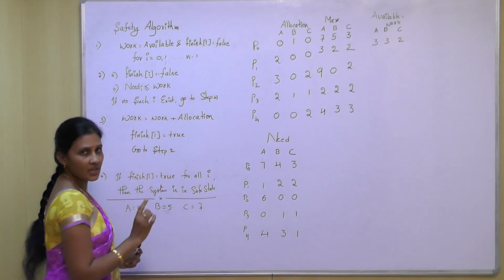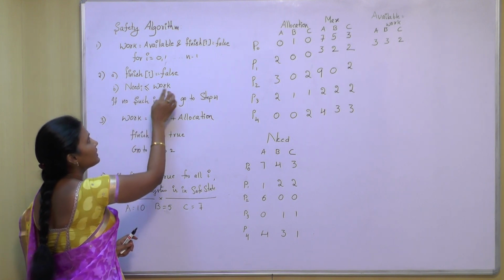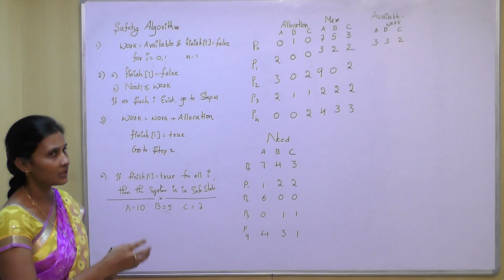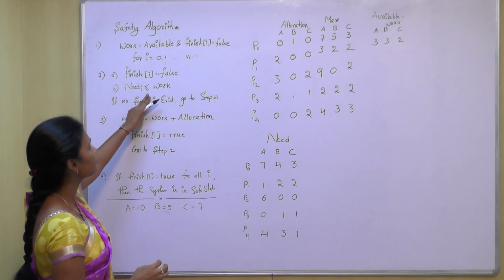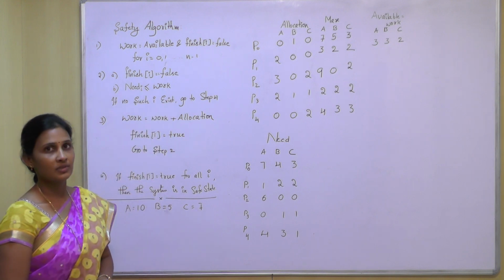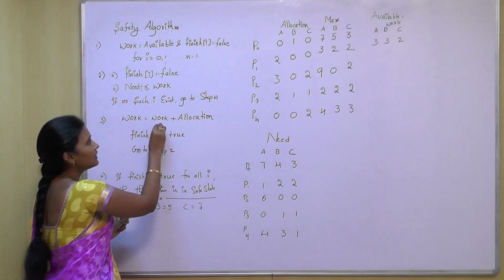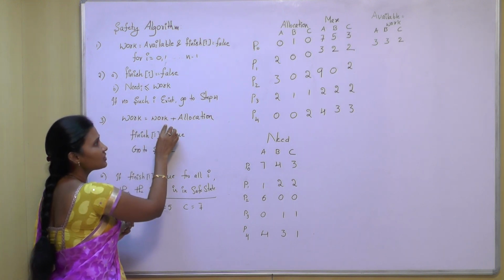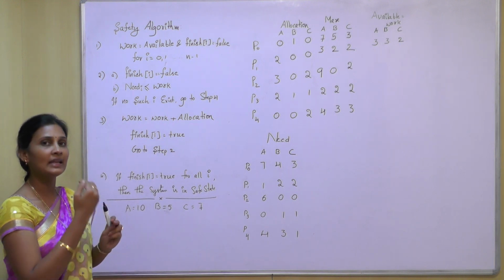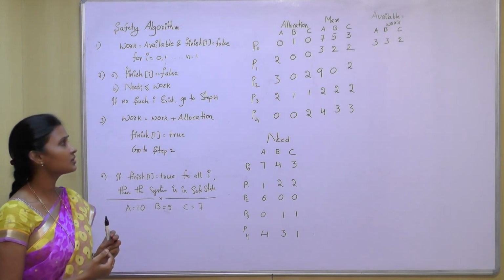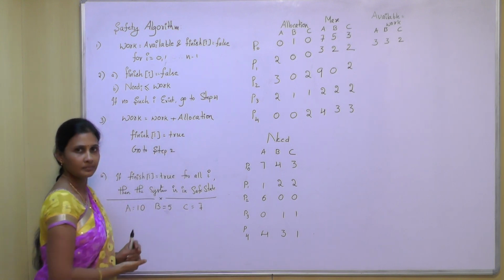After that we need to check whether the need of the resources is less than or equal to work. That means if the need of the process is less than or equal to the number of available resources, and if that condition is true, then we can add the available resources to the already allocated resources. So that means it will increase the available resources. Then change finish of i to true.